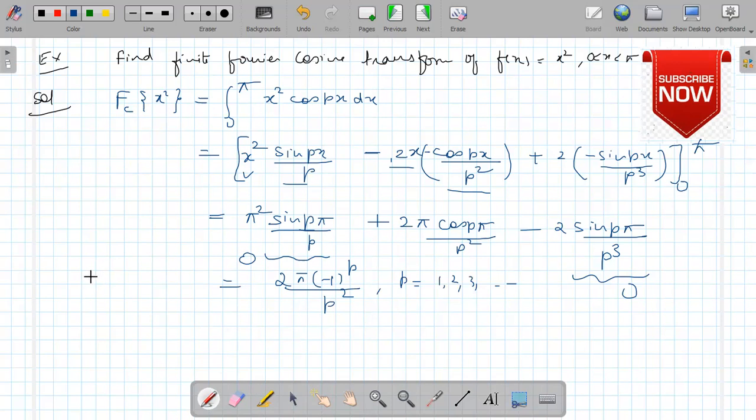So these are the examples based on finite Fourier cosine transforms. I hope you understand the lecture based on this finite transform and the examples that I have done.